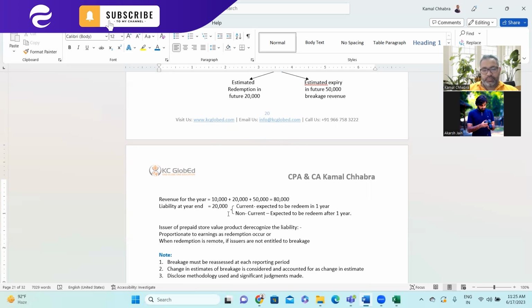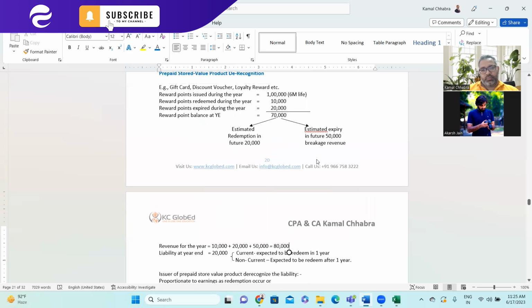Make sense? Sir, can you scroll up once, that 50,000 figure? What was the 20 and the 10? 20 was estimated redemption, 10 was redeemed during the year.